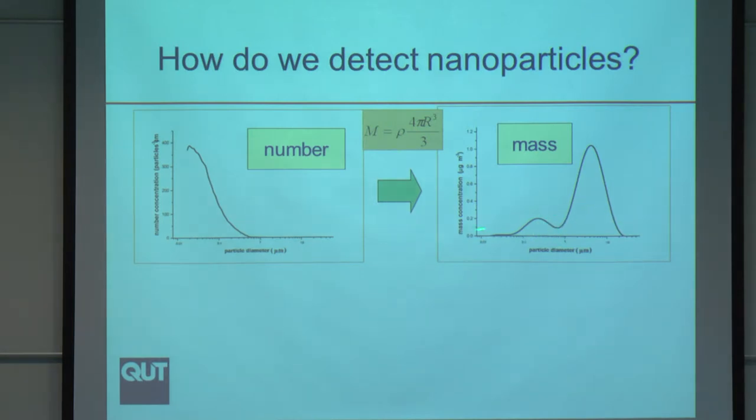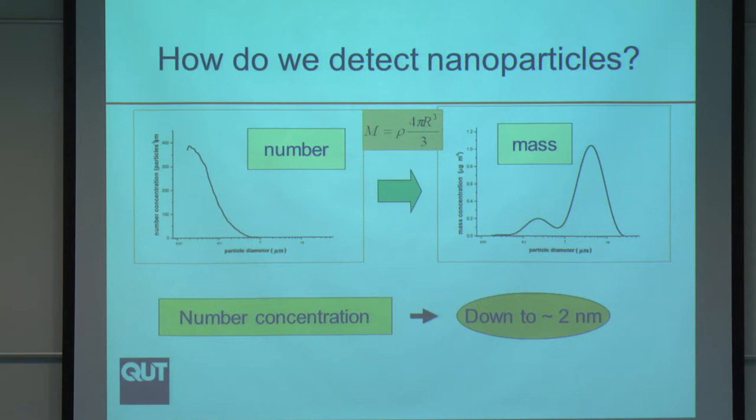And that's what I already mentioned on Monday, that here, where the majority of the particles by number are, there is basically nothing by mass, and vice versa, where the mass is, there's basically no number. So number concentration is the parameter which is used for detection of nanoparticles. And we can now go with the devices available for this to very, very small, to about 2 nanometers. And this is now pushing the boundary and the definitions as well.